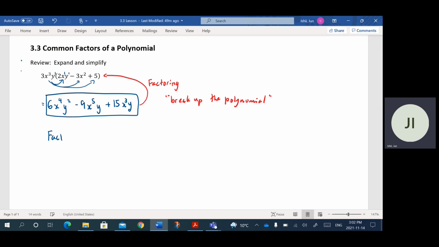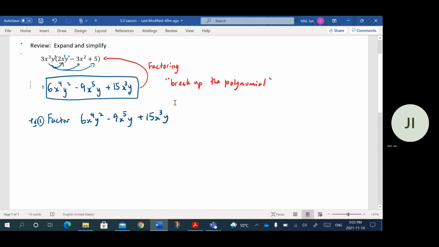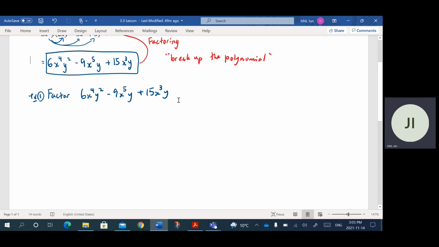For example here, you're going to be asked to factor. I'm just going to write this here, we'll call this example one. Factor 6x to the 4th y squared minus 9x to the 5th y plus 15x cubed. Whenever you're factoring, the first step is always to look for a greatest common factor. So step 1 is to look for a GCF.